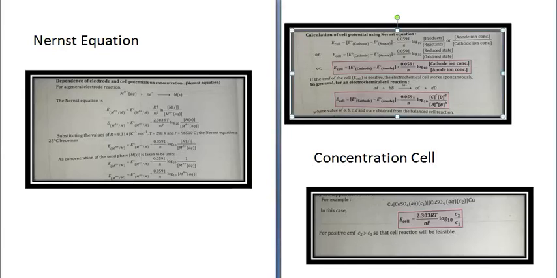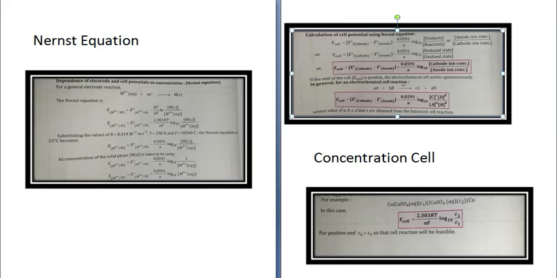Children, I hope you have gone through my previous video, and today we will continue further. Now, children, in the chapter electrochemistry, we will now proceed further. We have to study about dependence of electrodes and cell potentials on concentration. That is the Nernst equation.